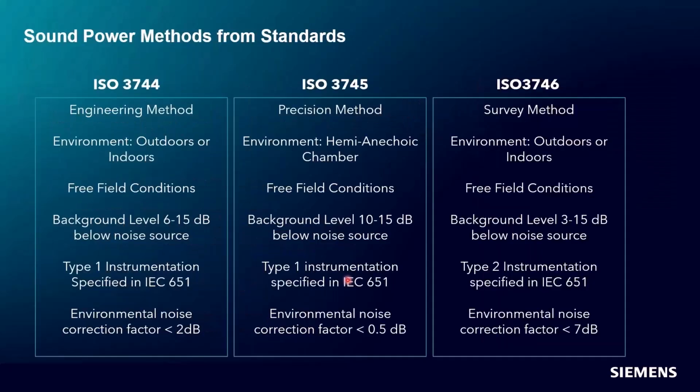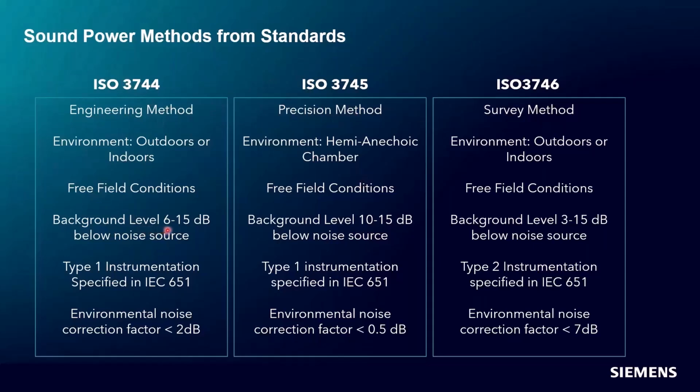If we look at the standards 3744, 3745, and then there is a 3746, they are similar in terms of the measurement of the sound pressure to compute the sound power. But 3744 is engineering grade. 3745 is a more precision grade. And 3746 is not commonly used in the engineering context, but 3744 is the one commonly used. 3745 is a more precise way, but the requirements are slightly different for which standard you follow.